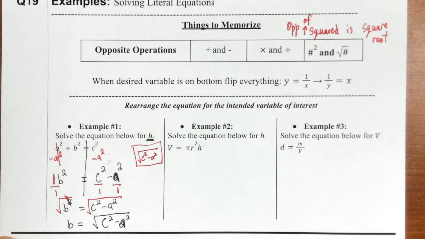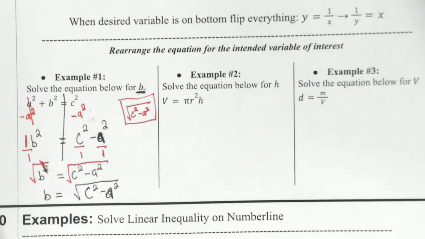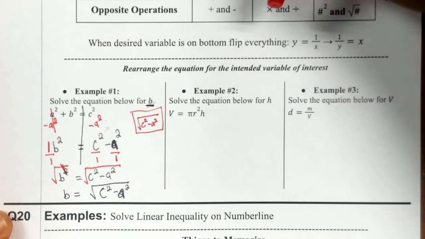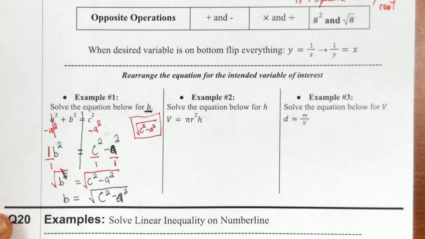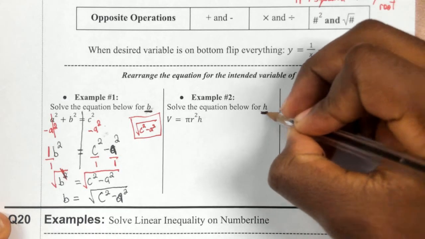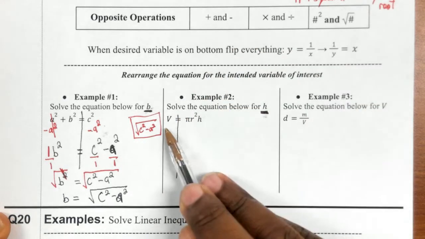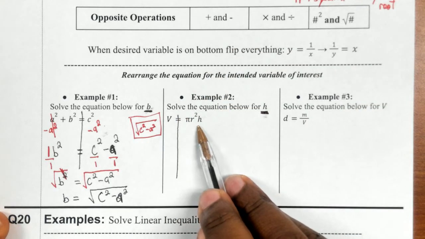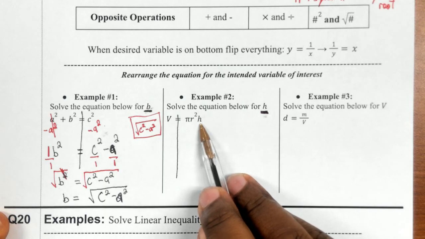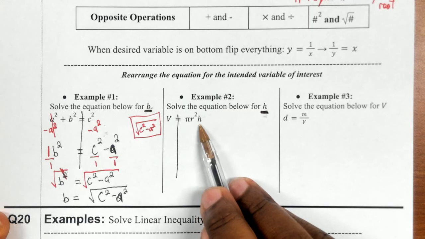Again, this can be tricky, so make sure you pay attention to all the different things that I'm doing. So let's try the next one. It says solve the equation below for h. So the aim is trying to isolate h. First, let's locate the h. Looking at this, is the h on the left side or on the right side? On the right side. So the aim is to get rid of anything that's being attached to h.